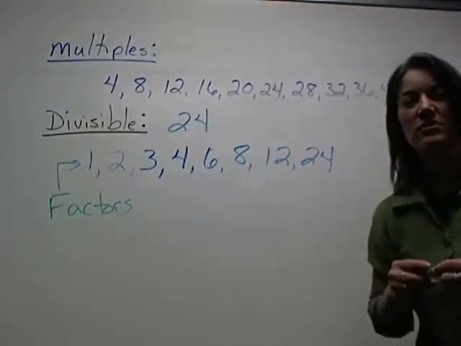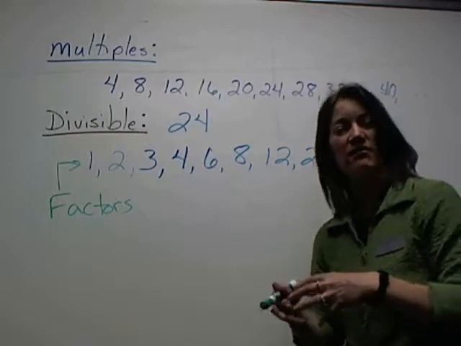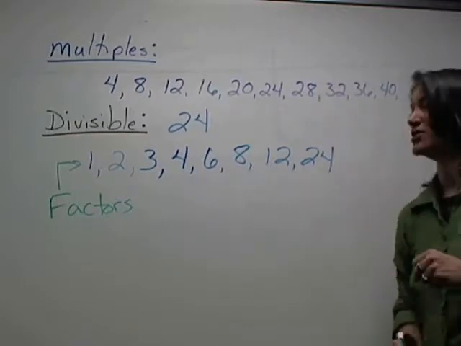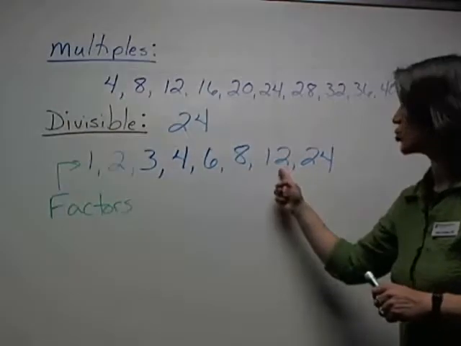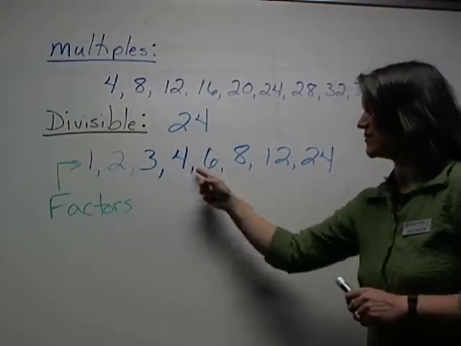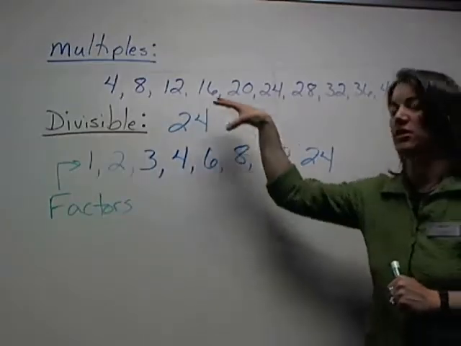All of these numbers are factors of 24. Factors are the building blocks of that number. It makes it up by multiplication. 1 times 24, 2 times 12, 3 times 8, and 4 times 6 all give us 24. So these are all factors of 24.